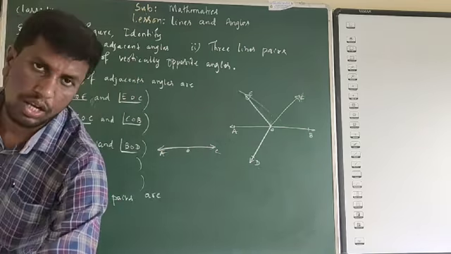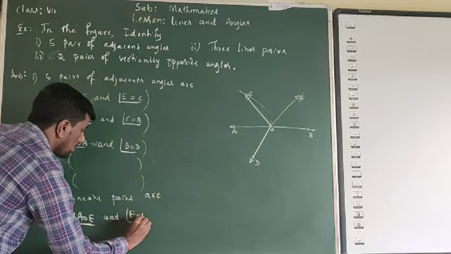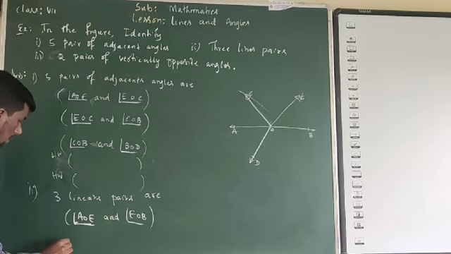Now let us observe AO and OB. You can observe that they are exactly opposite rays, right? Then I can take OE as a ray. So angle AOE and angle EOB are one pair of linear angles. Okay, that is one pair.